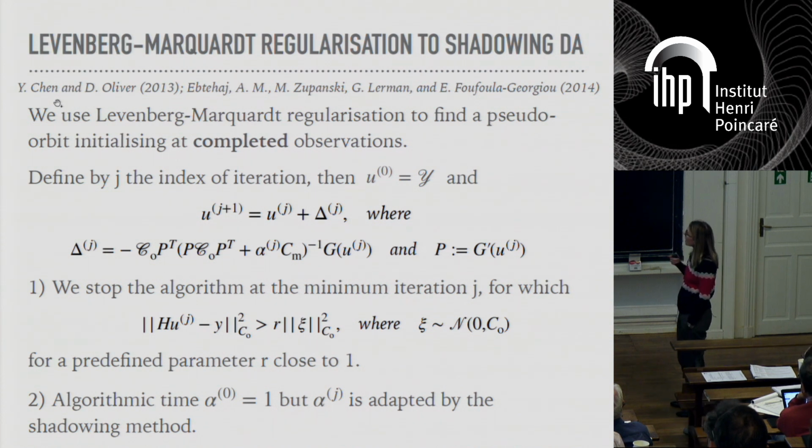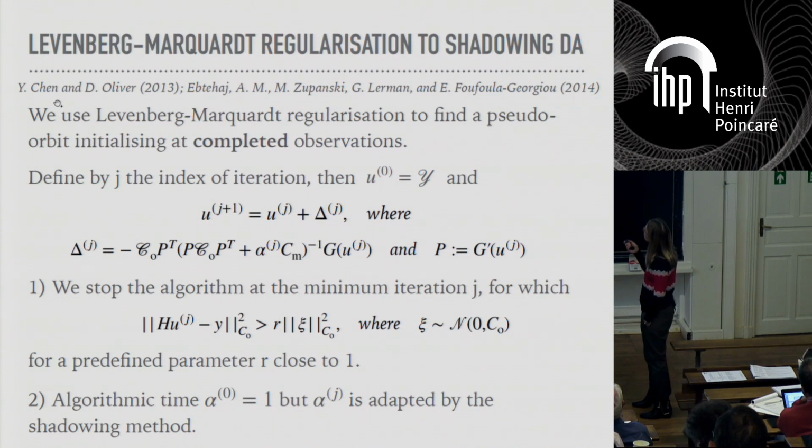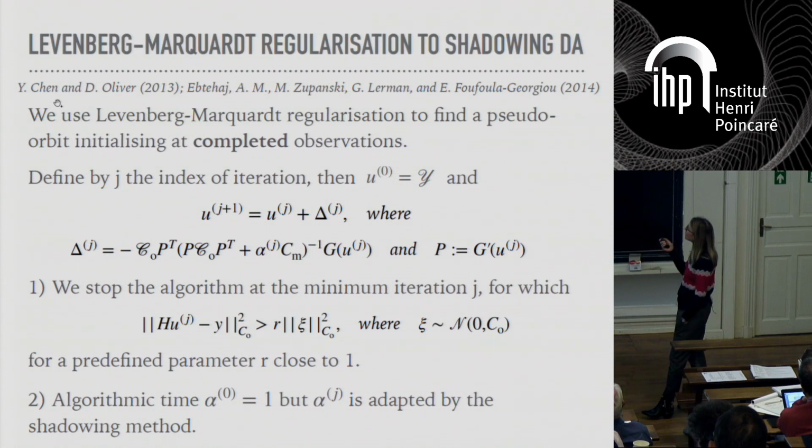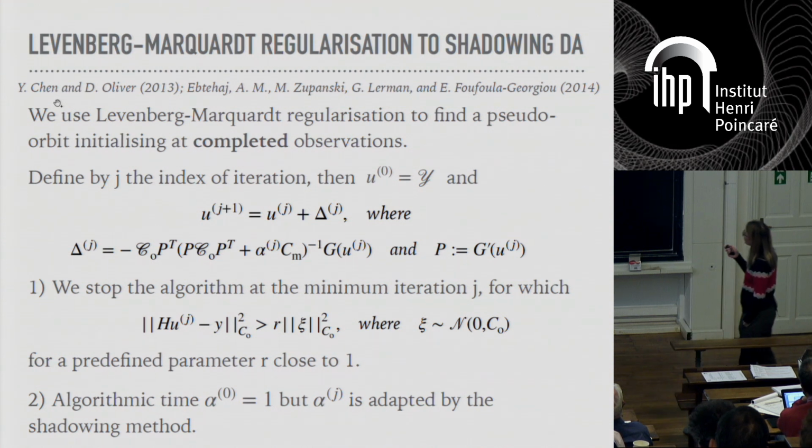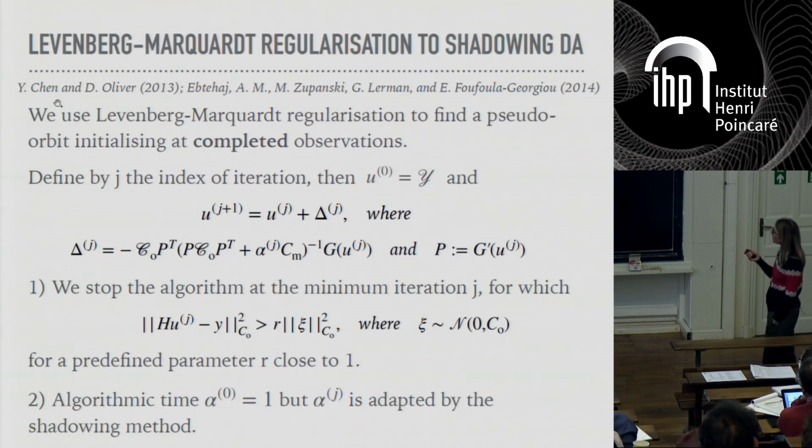So what we do is that we again initialize at completed observations, right? So we have this curly y naught. But now, if you look at the delta correction, there is this new term. These two were already in the previous ones for the perfect model, but now we add this alpha j CM. So CM is the covariance matrix of the model error, and this alpha j is some algorithmic time.